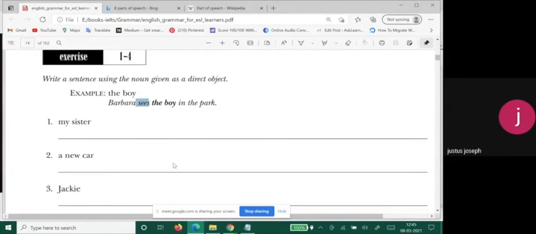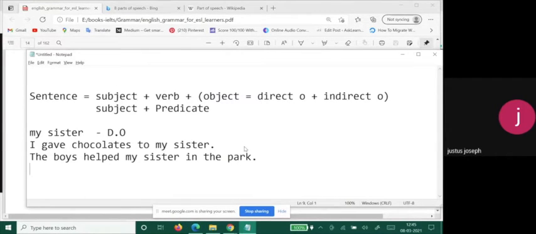Look at the next one: a new car. This is simple. You have to use it as a direct object. I bought a new car. That's as simple as that, right? Now, can you use a new car as an indirect object? Then, what did you buy then? I bought a.